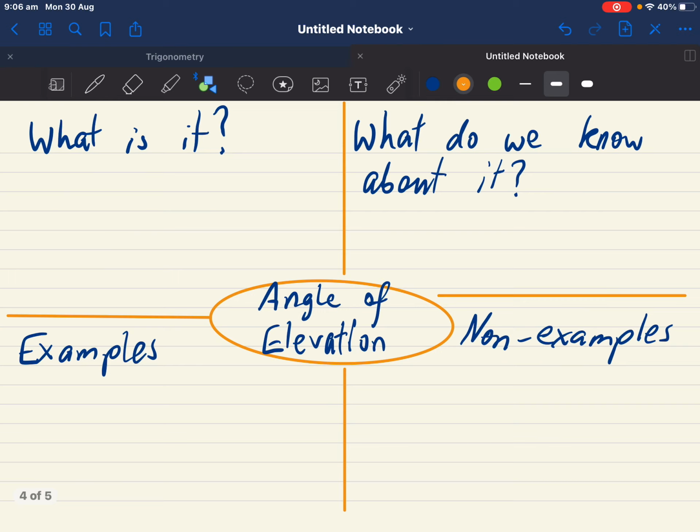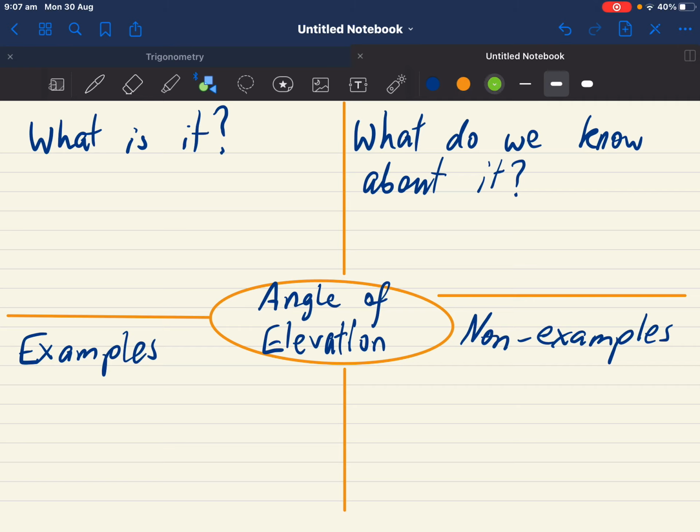Okay, next one. All right, so the angle of elevation. We saw this right towards the end of trigonometry. Yes, there's going to be a question in your topic test on angle of elevation. What does it mean? Pause the video, have a go at answering the 4 different parts. Once you've got answers for them, unpause the video. I'll go through my answers.